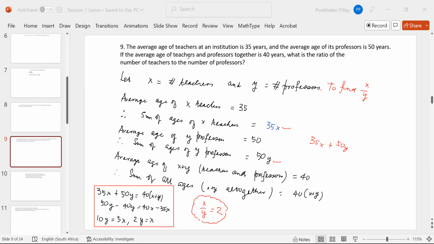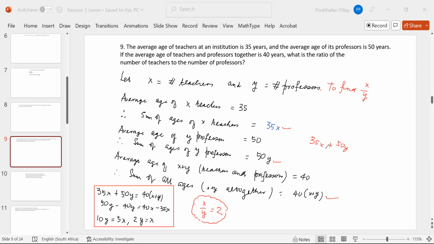Now you are looking at x plus y people, and their average is 40. So the average of x plus y people is 40 years. So the sum of the ages of all the x plus y people will be 40 into x plus y. But we also said the sum of ages of everybody is 35x plus 50y.